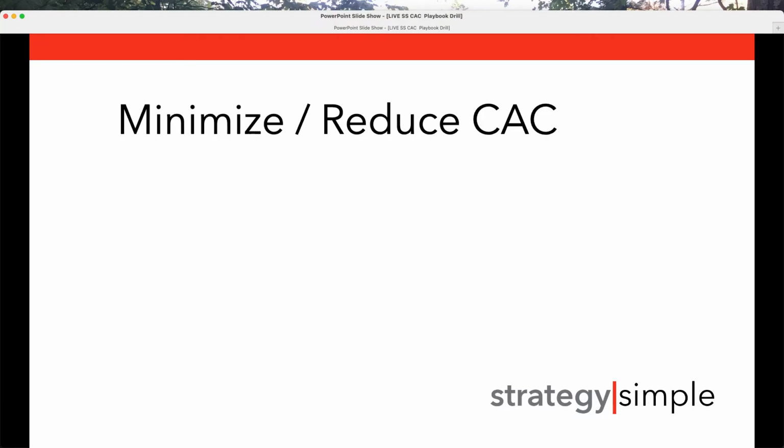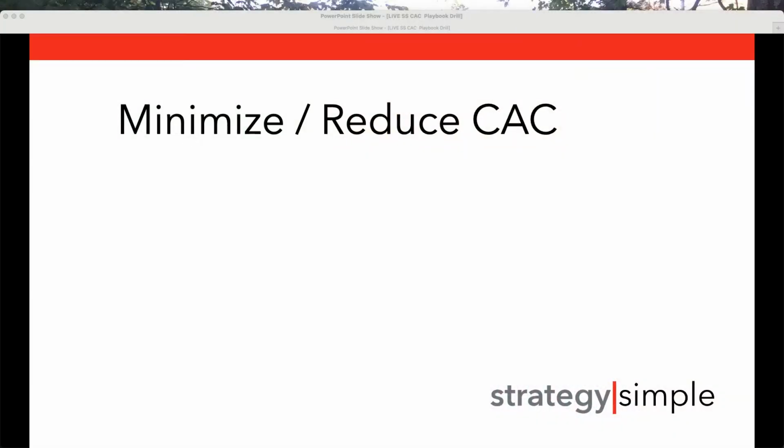So we're going to now talk about a few different things that you can do to really minimize your customer acquisition cost. And this is where it gets really, really important, right? Because this is really the core of what we do here at Strategy Simple. But any marketing that any professional group is doing, whether it's insurance, financial advisors, attorneys, any business, quite frankly, there are several things that come into play.